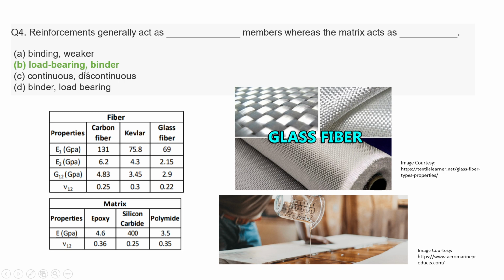So reinforcements generally act as this hyphen members, whereas the matrix acts as hyphen. The options are A, binding, comma weaker. Option B, load bearing, comma binder. Option C, continuous, comma discontinuous. And option D, binder, comma load bearing.